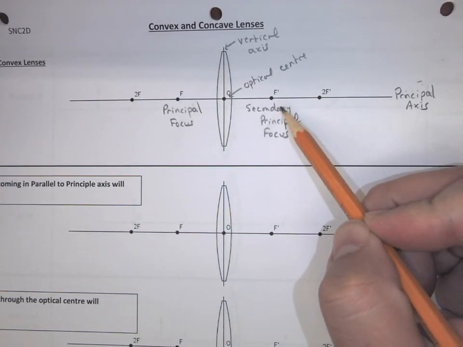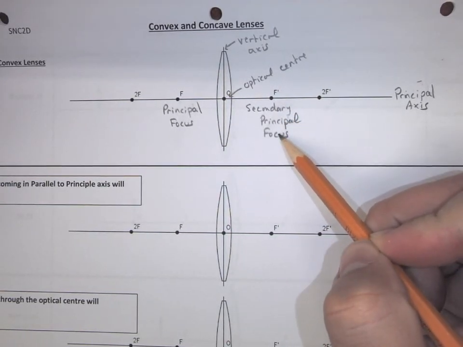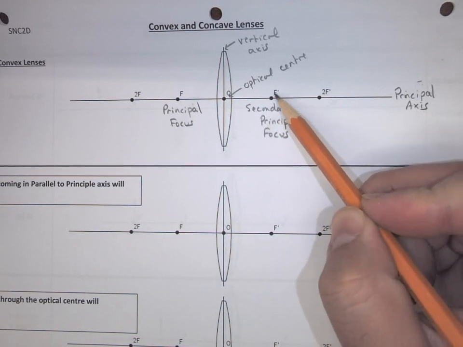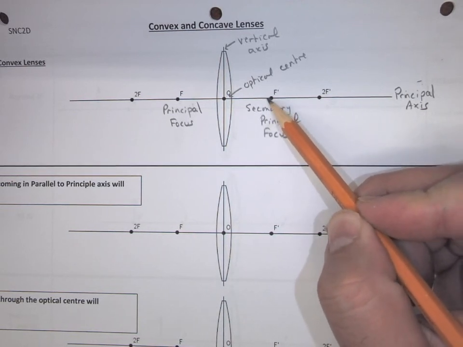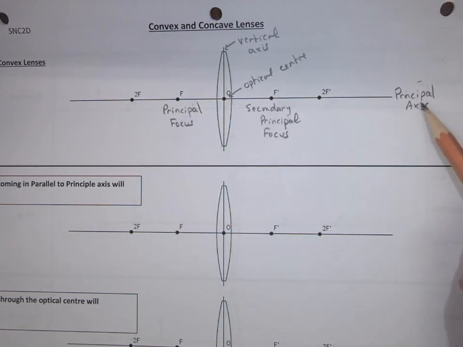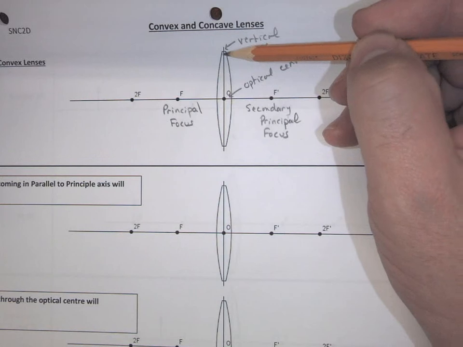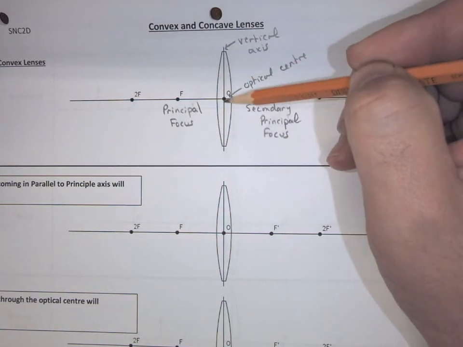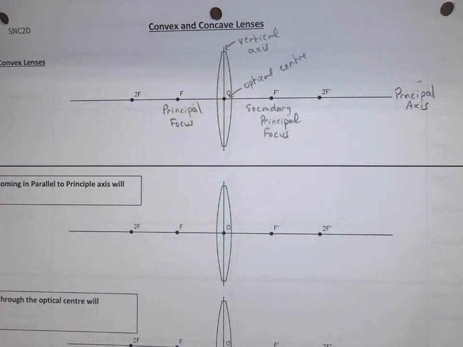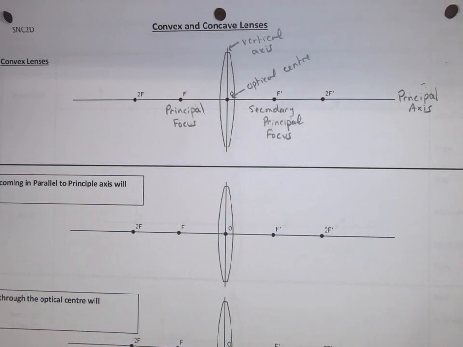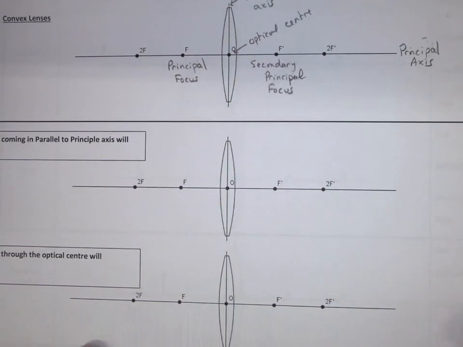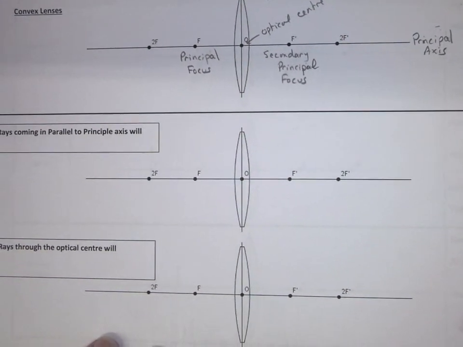F prime is the secondary principal focus. When we draw rays, we will use the secondary principal focus to help us draw our ray. This horizontal line, of course, is our principal axis, and then the vertical line drawn through the lens is the vertical axis. We use this as a guide to where our ray will actually refract. So let's start by looking at how we can draw rays going through a converging lens.